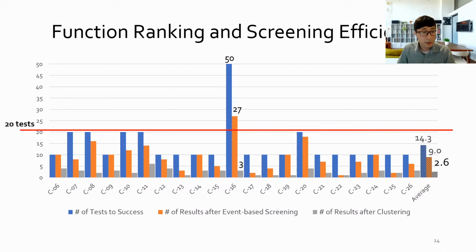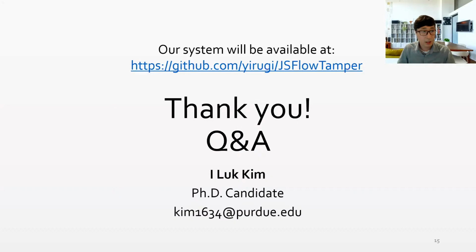For example, in case 16 in the middle, our system performed 50 tests to find the vulnerable points, but we only had to check 3 results manually. Our system will be publicly available soon in the repo. Thank you very much, and I'm happy to take questions.